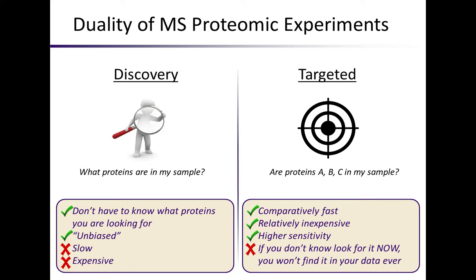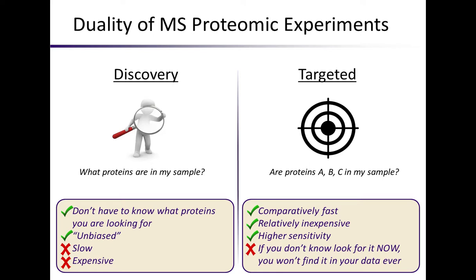Okay? Some pros and cons of these two. In the discovery experiment, you don't have to know what you're looking for. You don't have to have a hypothesis about what is there and what's not there. It's supposedly unbiased. There are certain more and less biased discovery techniques out there, but it is slow and it requires a really nice machine, and so it's really expensive.